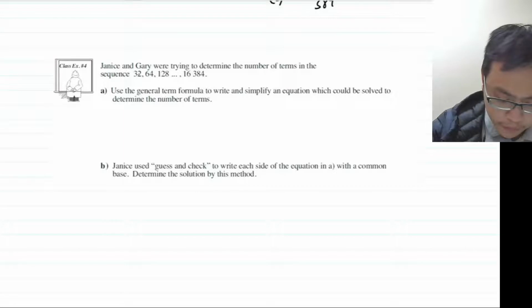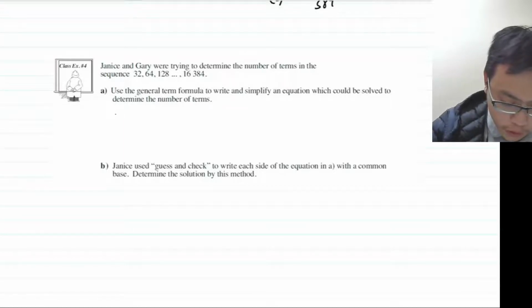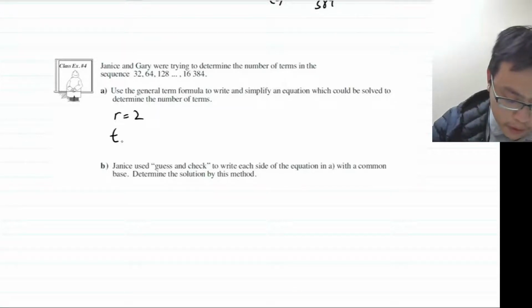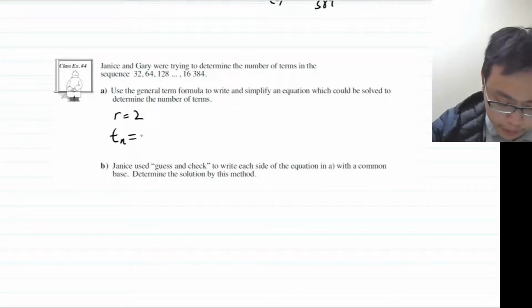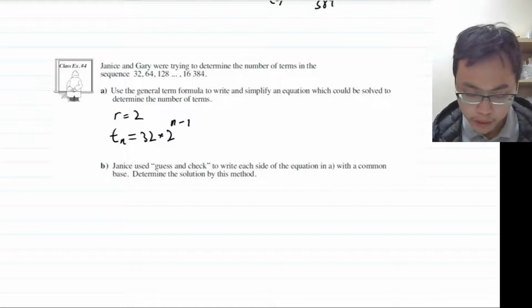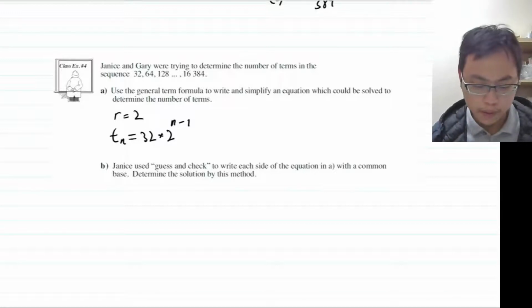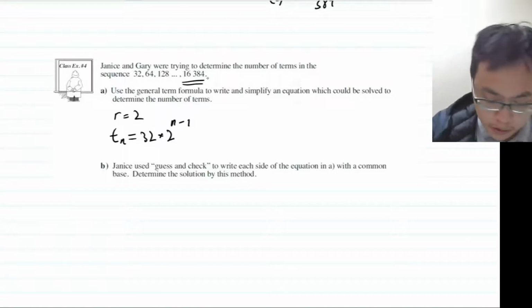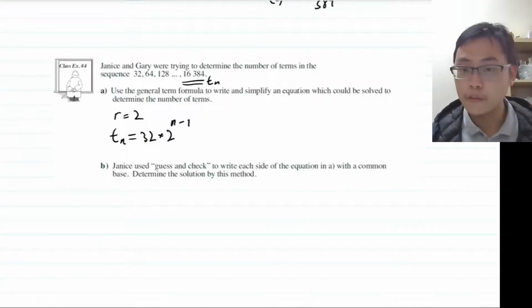So we have 32 to 64. The common ratio r is equal to 2. Every single time we multiply by 2, so the general formula T of n is going to be 32 times 2 to the power of n minus 1. And then we don't know the number of terms, but I know that this is the last term. This is going to be my Tn, and I'm going to solve for n.